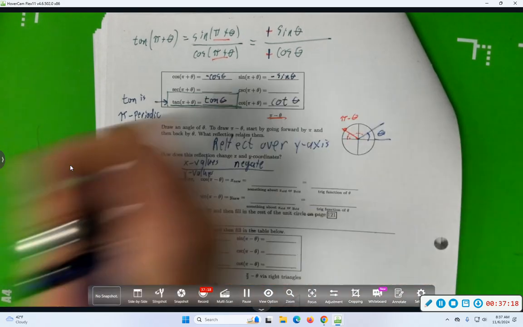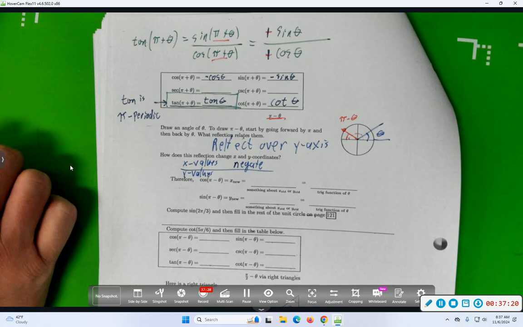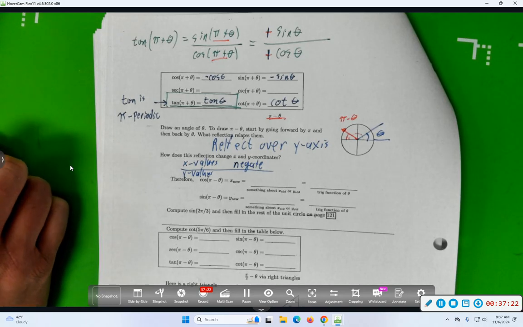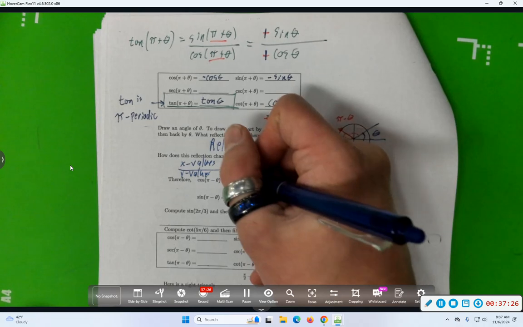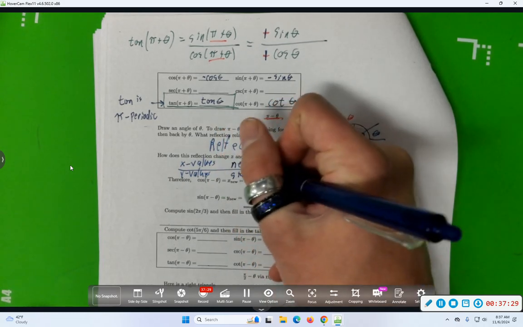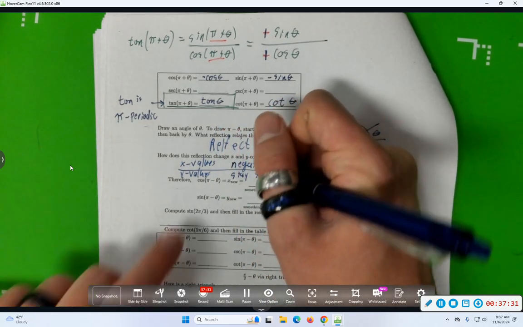And I know I said become negative, but that's not quite right. If they were already negative, they would become positive. They get negated. A negative sign appears. Y values, though, stay the same. All right. So you know what's going in the next line.